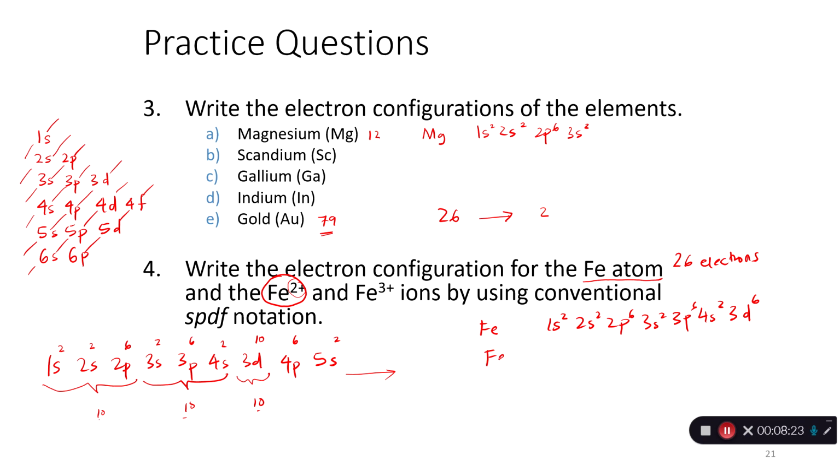Therefore, the ion will have the same configuration up to the 20 electrons, but for 3d6 it will be 3d4 because it will have 2 electrons less, because it has donated the electrons. That's it. For Fe3+ it is the same thing. It will have the same configuration until here, and then this will be 3d3 because it has 3 electrons less. That makes it a 3+ ion.